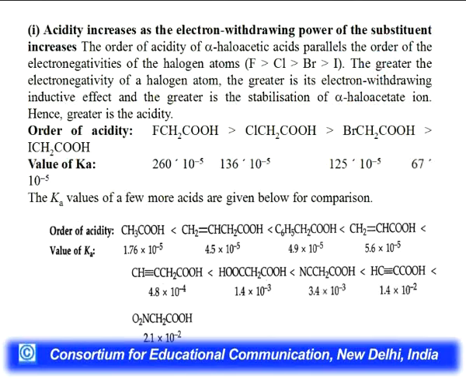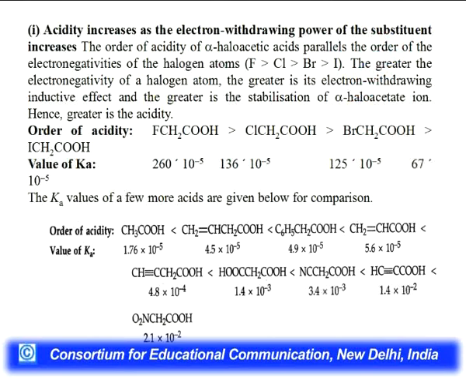Acidity increases as the electron withdrawing power of the substituent increases. The order of alpha haloacetic acids parallels the order of the electronegativities of the halogen atoms. You can see the order: fluorine is greater than chlorine, then bromine and then iodine. The greater the electronegativity of the halogen atom, the greater is the electron withdrawing, or inductive effect, and the greater is the stabilization of the alpha haloacetate ion. So, here is the order of acidity with the different halogen atoms, with fluorine atom, with chlorine atom and with bromine atom.